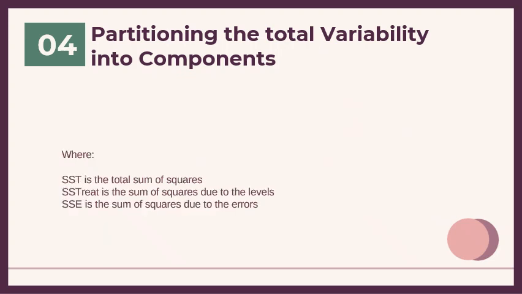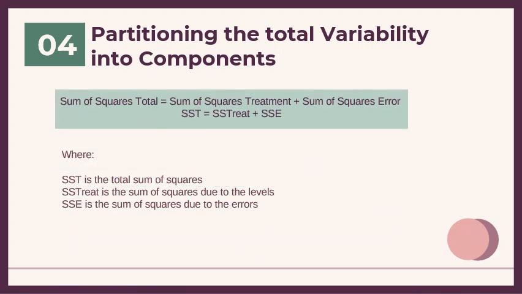Now, let's take a look at how we can determine the ANOVA test. The partitioning of the total variability into components. In order to determine the ANOVA, which is the F test, this is the core content that we need to know: the total sum of squares is equal to the sum of squares treatment plus the sum of squares error.